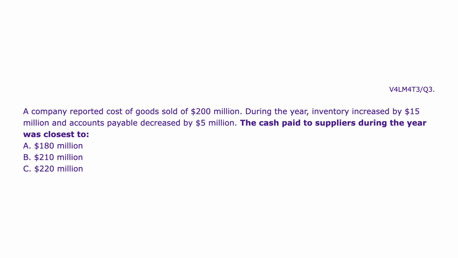A company reported cost of goods sold of $200 million. During the year, inventory increased by $15 million and accounts payable decreased by $5 million. The cash paid to suppliers during the year was closest to: A. $180 million, B. $210 million, C. $220 million.